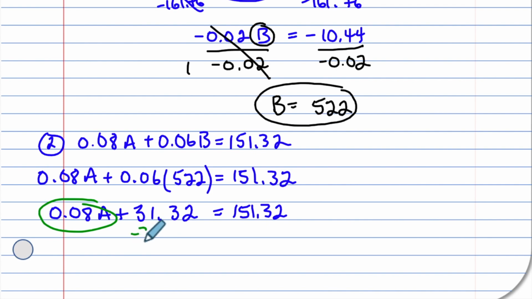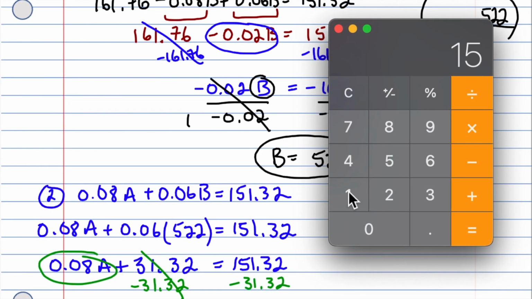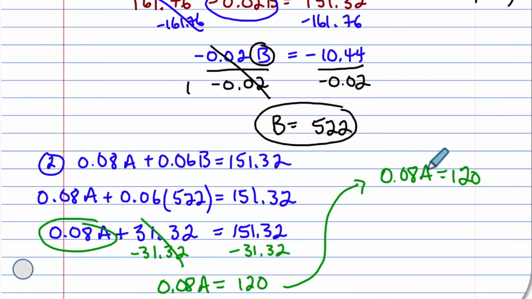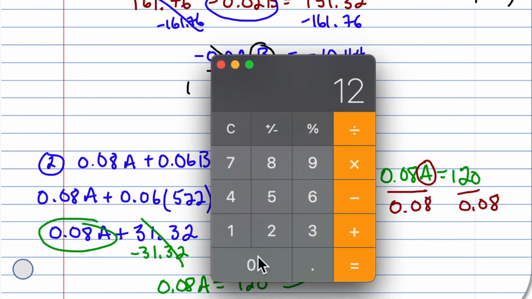We'll subtract 31.32, both sides. Zero pair, 0.08A is equal to 151.32 subtract 31.32 equals 120. We want A by itself. We'll divide by 0.08, 120 divided by 0.08, 1500.